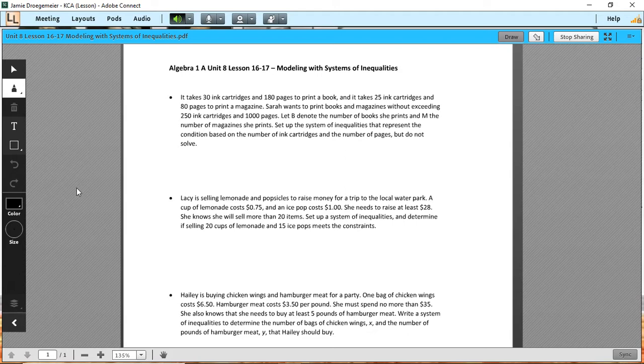This first one says it takes 30 ink cartridges and 180 pages to print a book, and it takes 25 ink cartridges and 80 pages to print a magazine. Sarah wants to print books and magazines without exceeding 250 ink cartridges and 1,000 pages. Those are her maximums. We're going to let B represent the number of books she prints, and M represent the number of magazines she prints. We want to set up a system of inequalities to represent this situation based on the number of ink cartridges and number of pages. It's not asking us to solve this one.